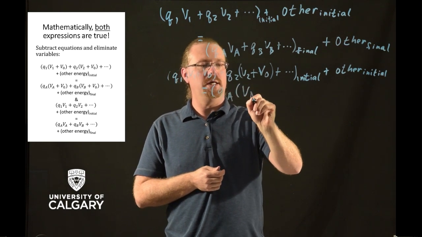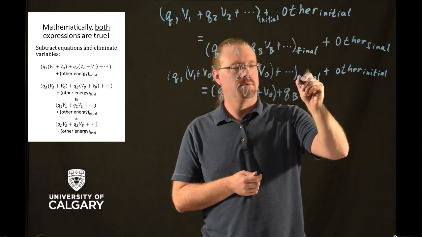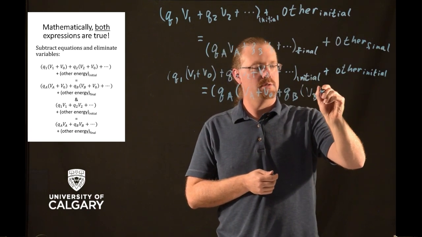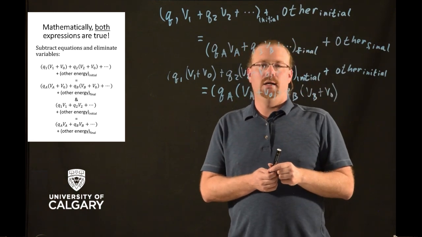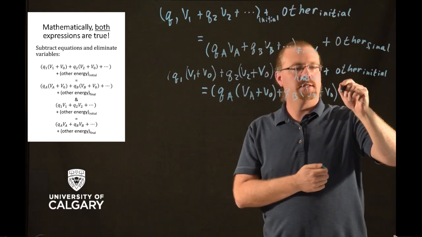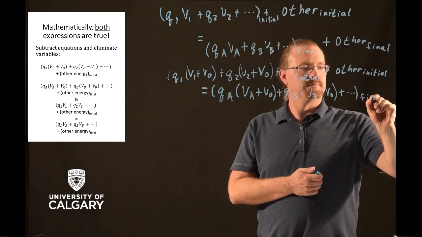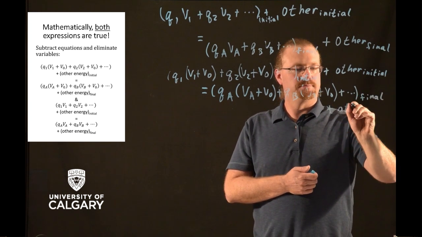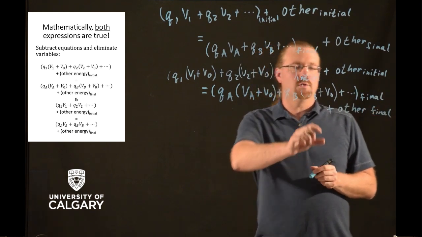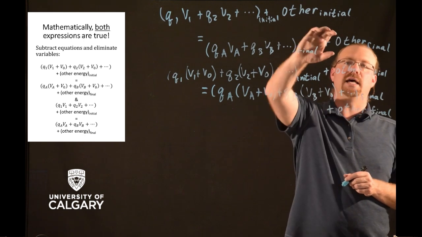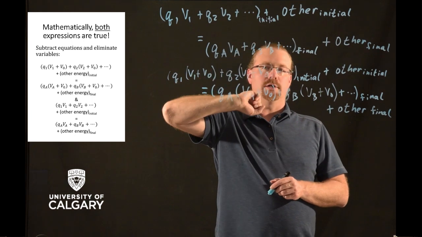This, however, is equal to this. QA (VA plus V naught) plus QB (VB plus V naught). And much like this, we still got our plus dot dot dot. And this is going to be final plus our other final. And of course, this other final is going to be exactly the same as this other final, because the only thing we changed was how we were looking at our electric potential.